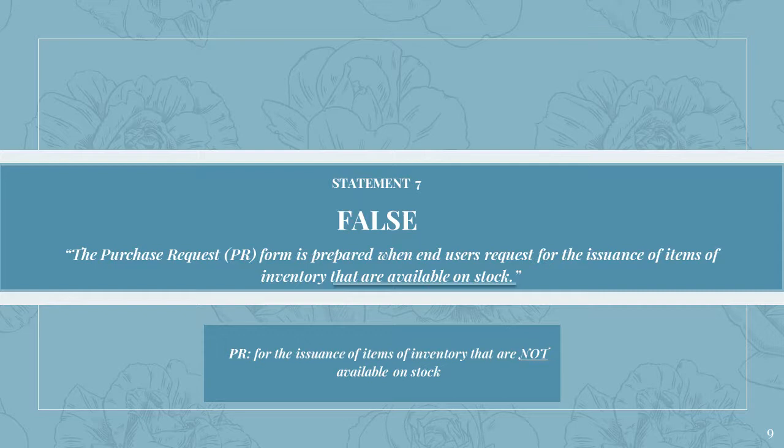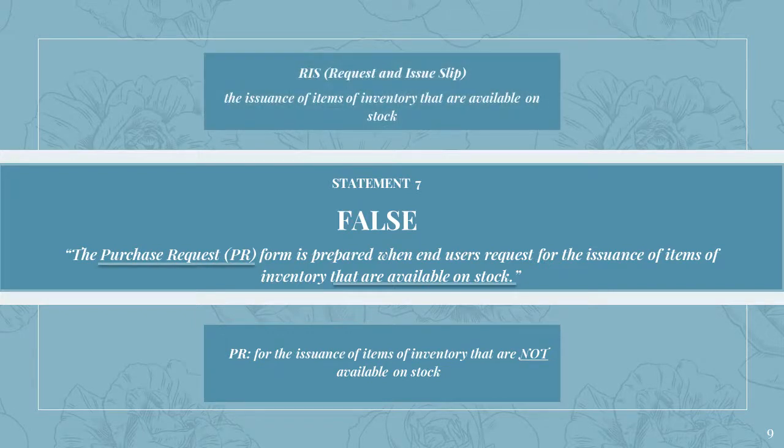The second phrase is the purchase request. It can be RIS, or request and issue slip, where the RIS is the issuance of items of inventory that are available on stock. So that's why this statement is false, because the words are interchanged.